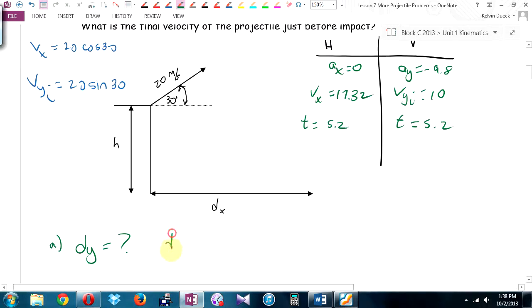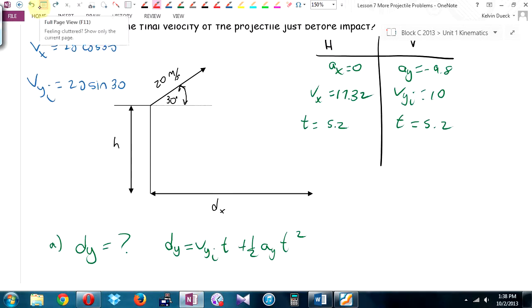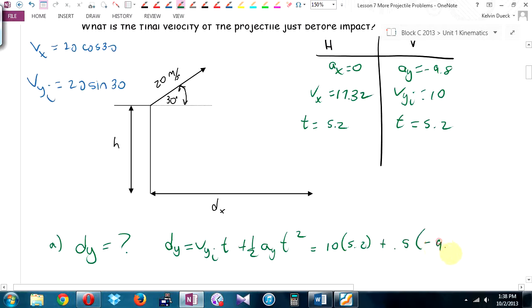Cliff, I think you're saying I can use dy equals Viy t plus a half ay t squared. I think I can even do that. No, I can't. Never mind. Viy is not 0. That was the horizontal previous question. Take that back. It's going to be 10 times 5.2 plus 0.5 times negative 9.8 times 5.2 squared.